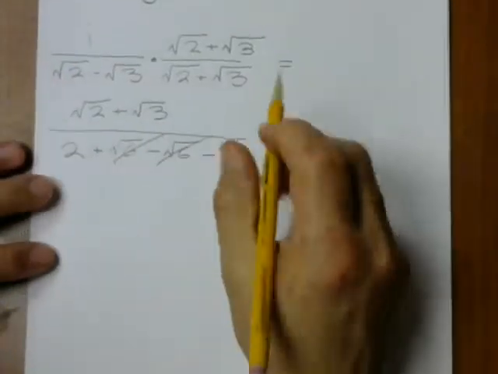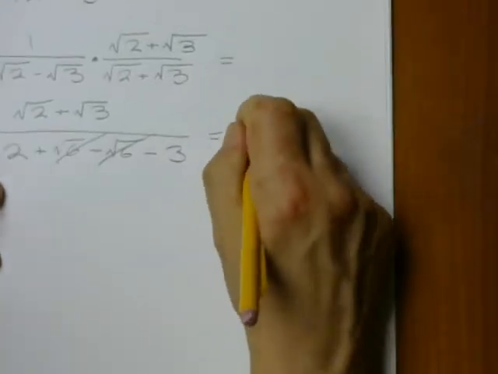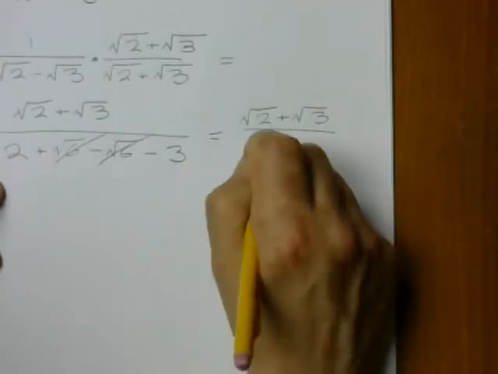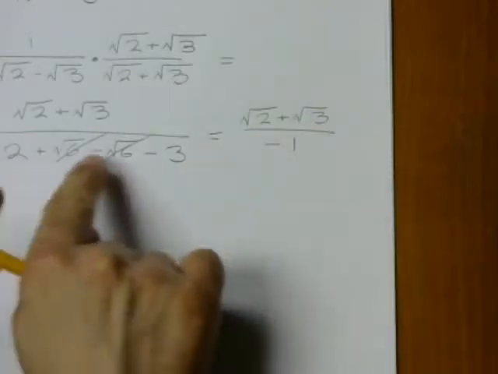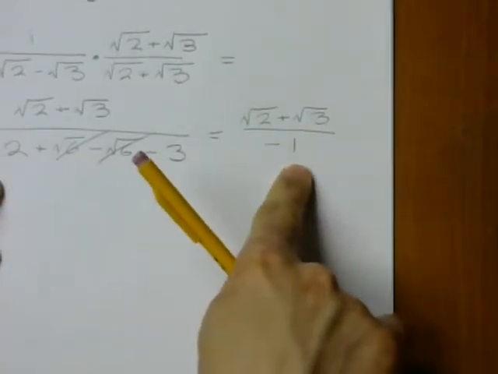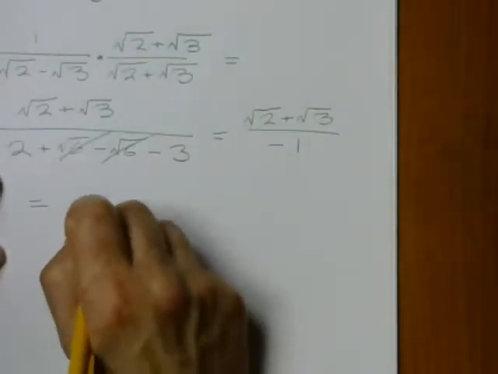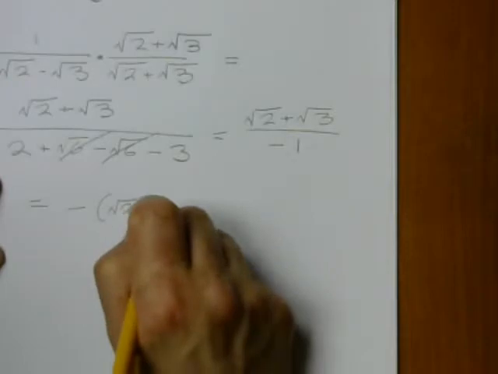Okay, so what do I get? I get root 2 plus root 3 over negative 1, because 2 minus 3 gives me negative 1, and that's just going to be equal to negative root 2 plus root 3.